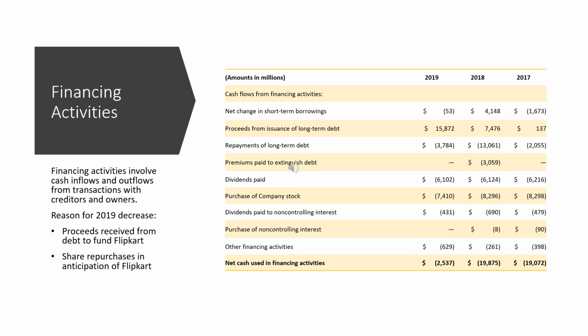For fiscal year 2019, net cash used in financing activities decreased by about $17.3 billion when compared to the same period in the previous fiscal year, 2018. The decrease was primarily due to the billions of dollars of proceeds received from the issuance of long-term debt to fund a portion of the purchase price for Flipkart, which has been mentioned in almost every slide, and for other general corporate purposes, as well as a decrease in share repurchases due to the suspension of repurchases in anticipation of the Flipkart announcement.